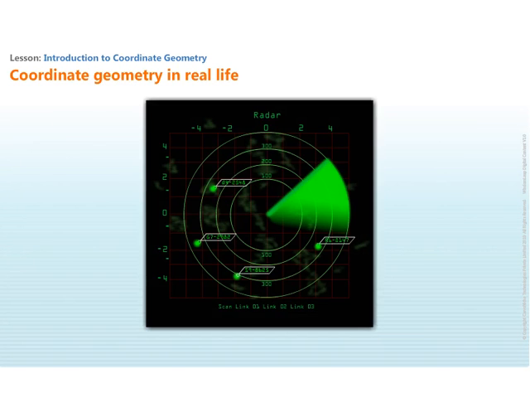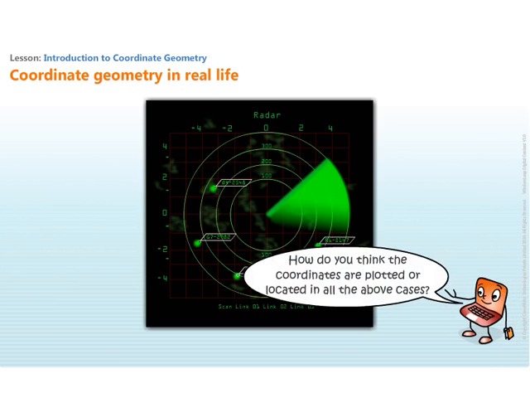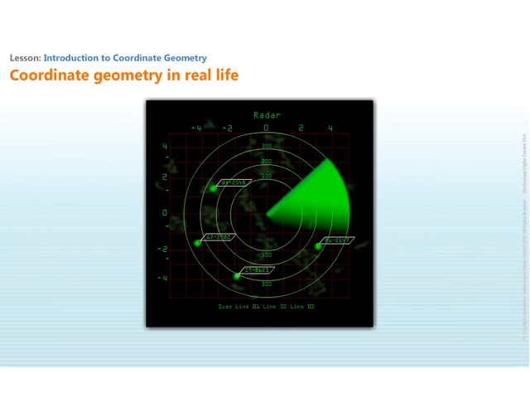Airplanes and naval ships rely on the vast coordinates of the Earth's magnetic field for communication. How do you think the coordinates are plotted or located in all the above cases? Here, coordinate geometry comes to our rescue. It is used to plot or locate the points in a plane.